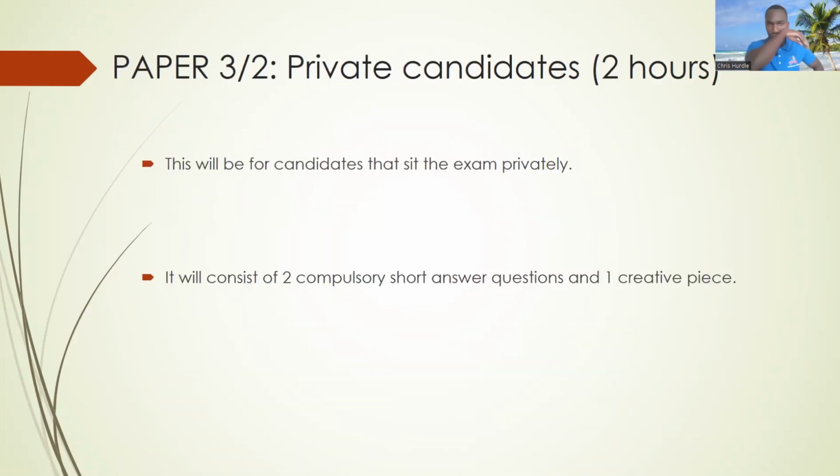So Paper 3, the alternate paper, which would be for private candidates, these are for students who are not enrolled in school and who do it privately. This will be for candidates that sit the exam privately. So it will consist of two compulsory short answer questions and one creative piece, right? And it has a duration of 2 hours.